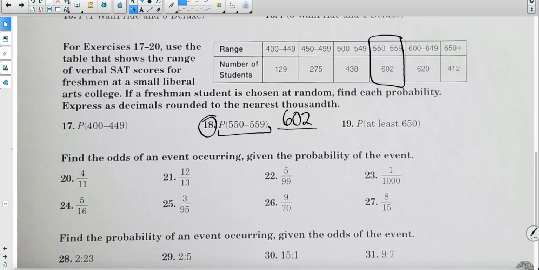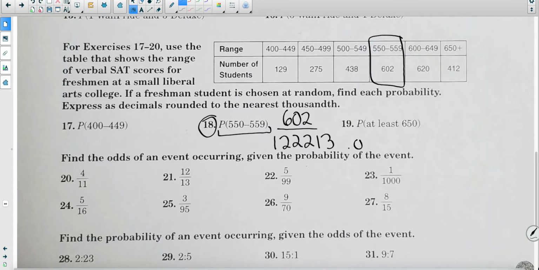and we got to figure out the total number of students. So then you would just add all those together. So 602 plus 129 plus 275 plus 438 plus 620 plus 412. So your total amount of students would be 122,213. And you just simply divide the two. 602 divided by that answer.